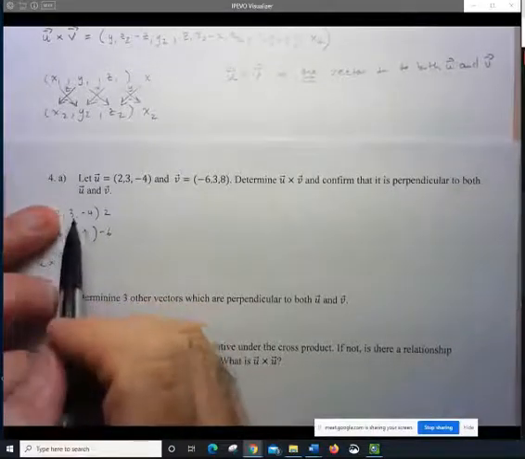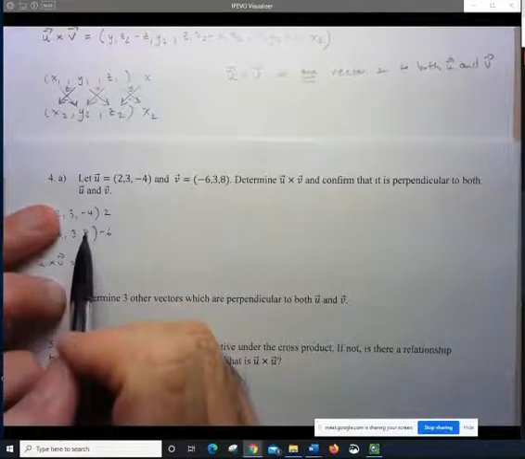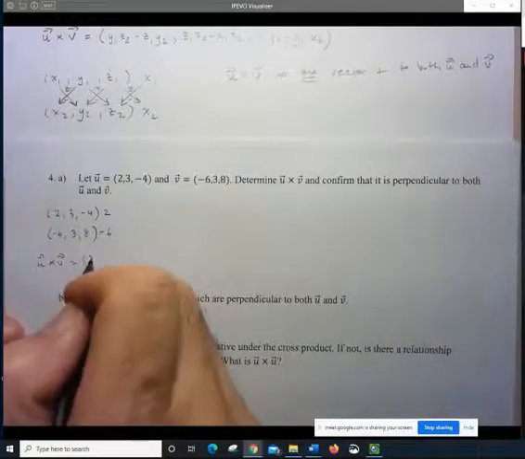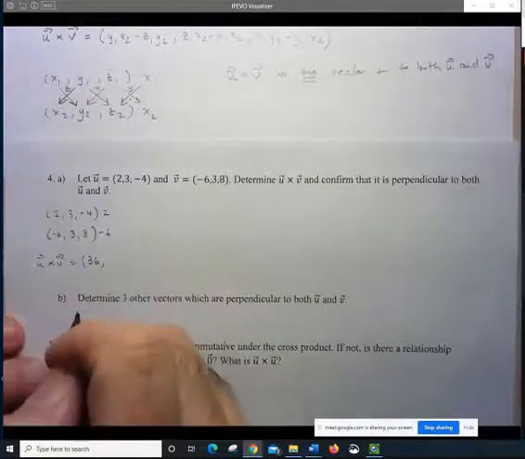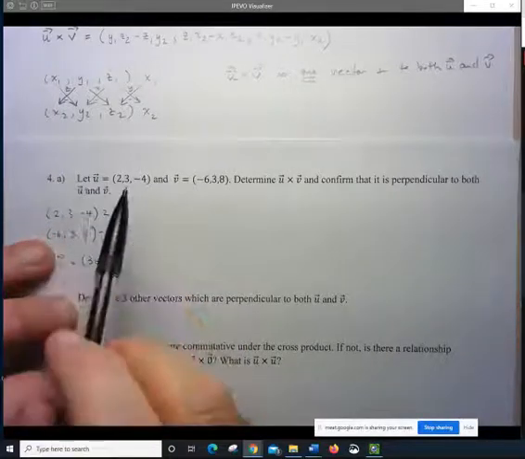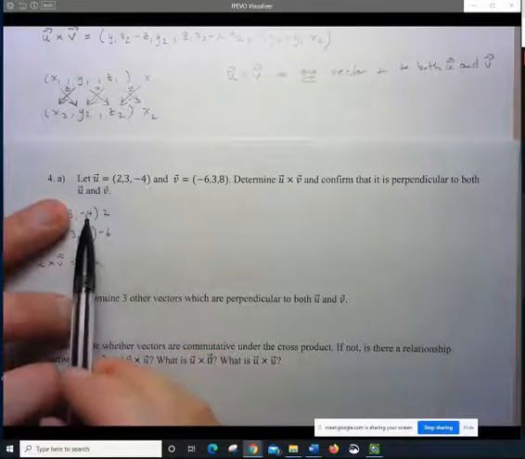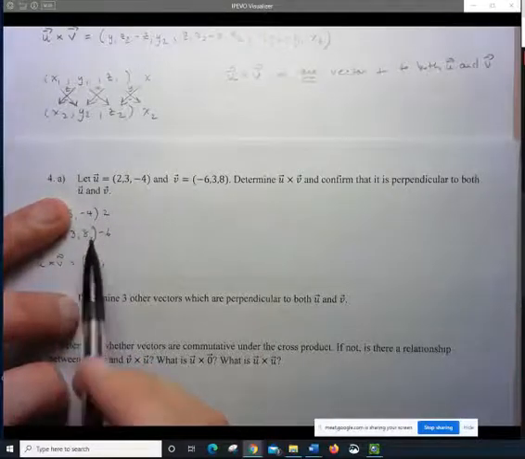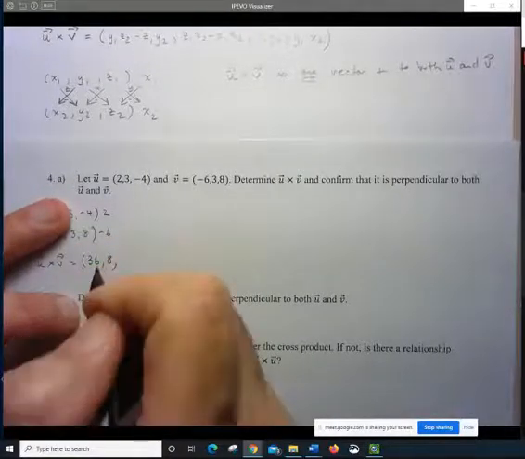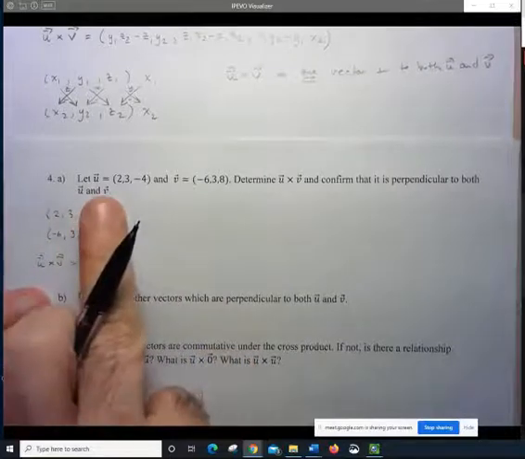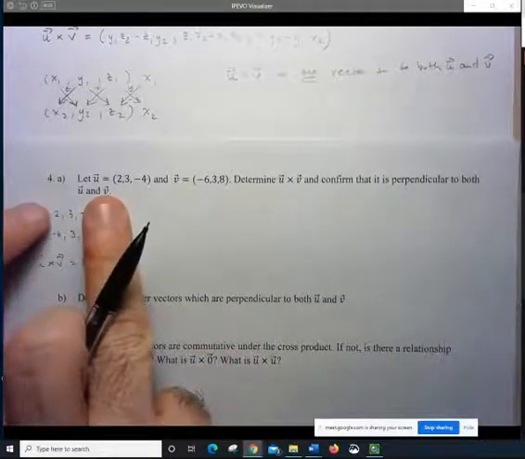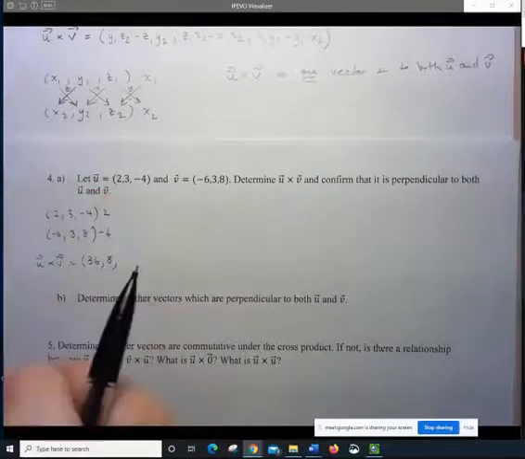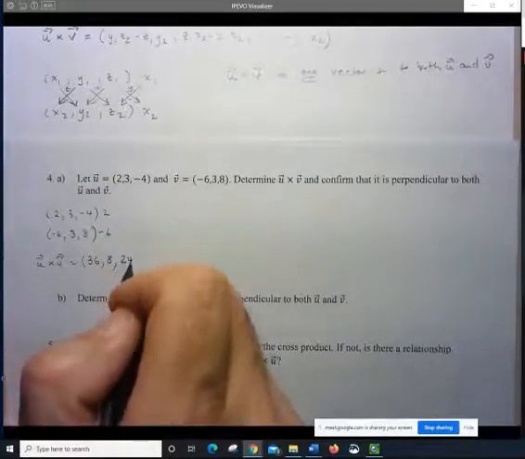So what do we have? Looks like we've got 24 minus -12. So 24 plus 12, that's 36. Okay, let's hide the y. Here looks like we've got positive 24 minus 16, so that's going to be 8. And then here, let's hide the z. So we've got 6 minus -18. So 6 plus 18 gives me 24.